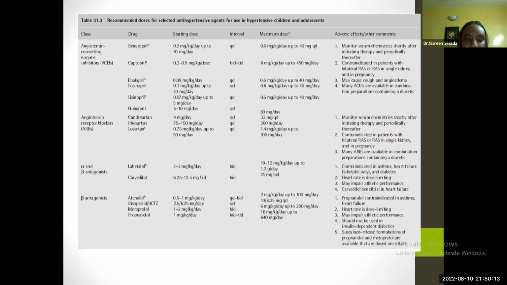This is the medication with the dose, the maximum dose, the contraindication and the indication. So you should go through all this. Whenever you prescribe any treatment for the patient, you should know the indications, the contraindications, and the side effects. But you should know that when you start angiotensin converting enzyme inhibitors or angiotensin receptor blockers, as Dr. Yasser said, you should follow the serum chemistry, the renal function test, and the potassium 2 weeks after. And it is contraindicated in patients with bilateral renal artery stenosis or renal artery stenosis in a single kidney.